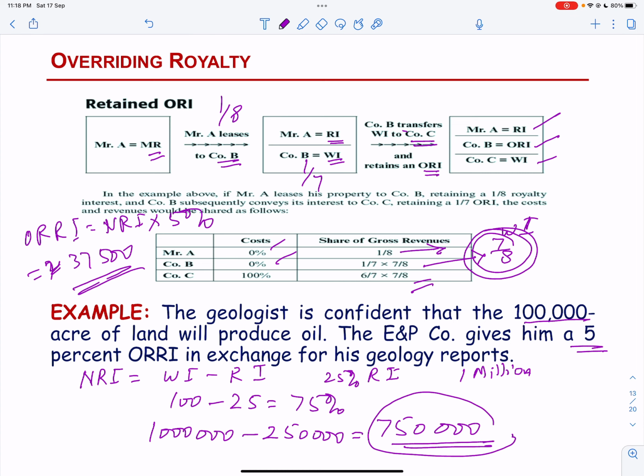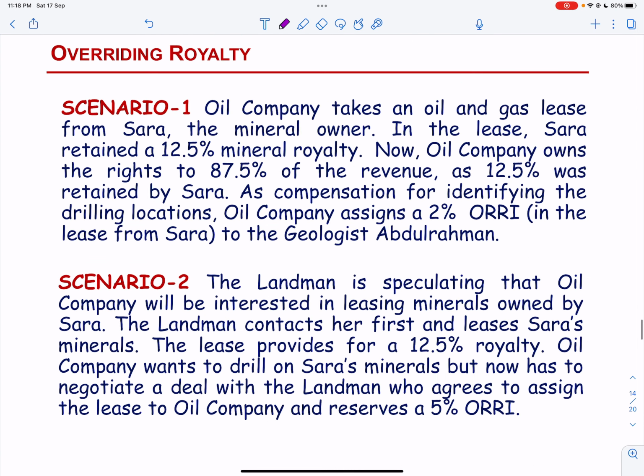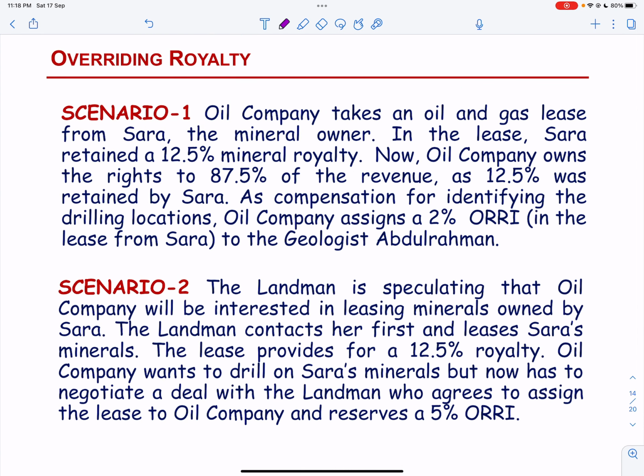Let us look into some scenarios in this regard. The first one is: an oil company takes an oil and gas lease from Sara, the mineral owner. In the lease, Sara retained a 12.5% mineral royalty interest. So now the oil company owns the rights to the balance, that is 87.5% of the revenue, as 12.5% was retained by Sara.